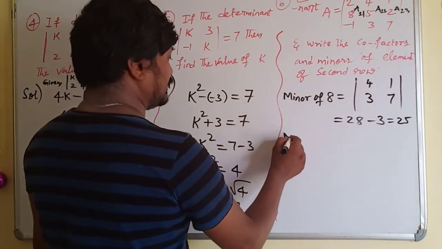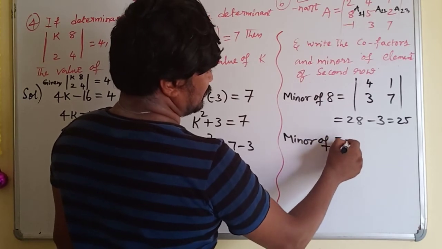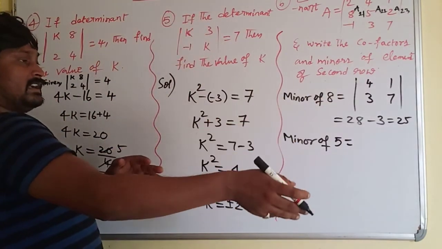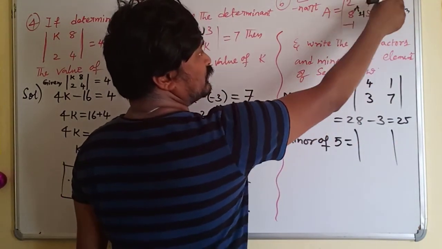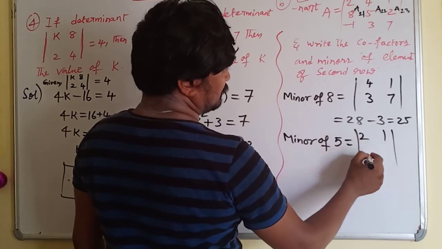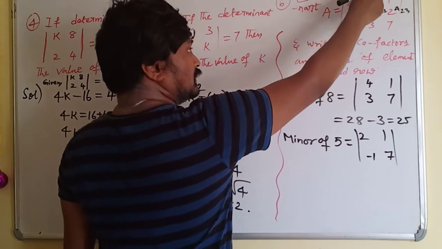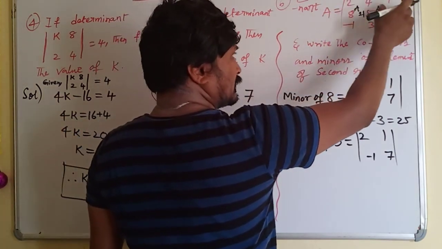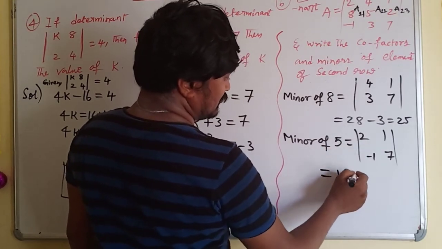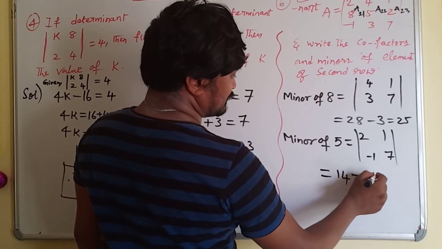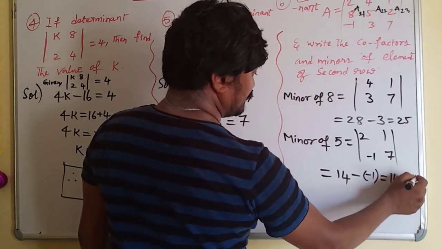Now we are going to the minor of 5. Previously I said, same method: you draw a separate diagram and then find. What should be the remaining? Remove this row and column: 2, 1, minus 1, 7. Whichever element you took, you need to remove that column and row, and write only the remaining part. Then the answer is 7 twos are 14 minus, minus 1 into 1, minus into minus is plus 1. So 14 plus 1 is nothing but 15.